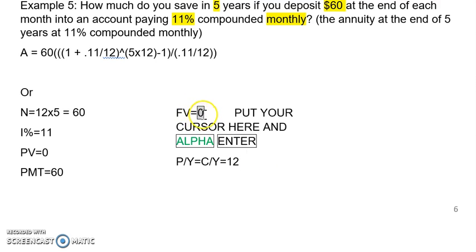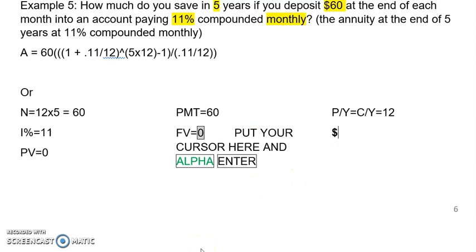So if I had a TI, I would put my cursor next to the FV, press the green alpha button and the enter key to solve. On the Casio, I would have to press F5 to solve for the future value. If you want to pause and type these values into your calculator and make sure you get the same thing as I do, I'm about to reveal the answer. Drum roll, please.